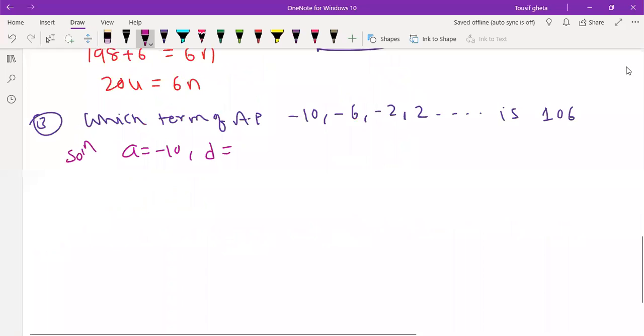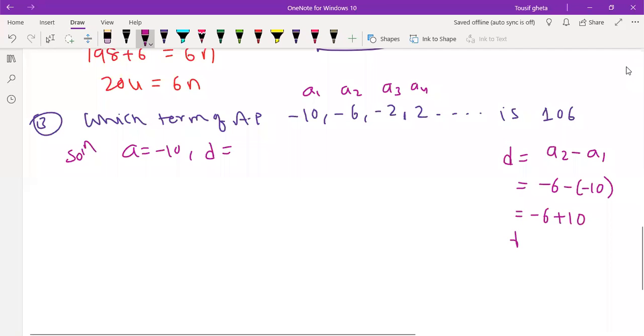See here, everyone, D is equal to... I will show you, because a minus is there. D is equal to minus A, so we will not take a risk. We will do it in the rough column. A2 minus A1. D is equal to 4.